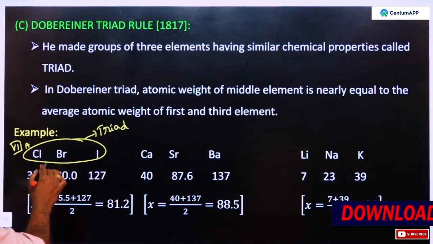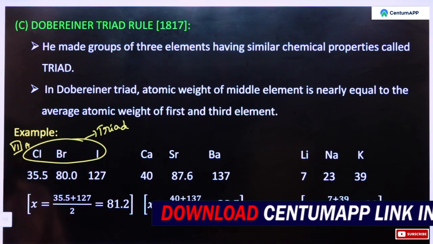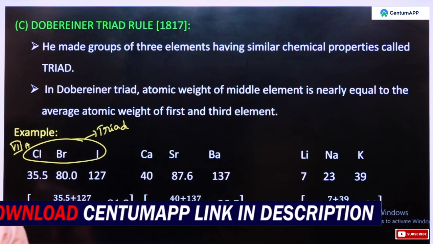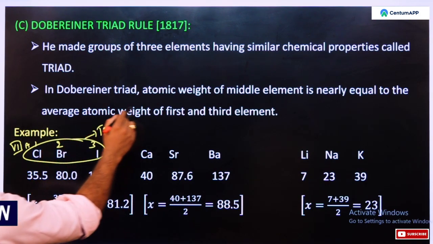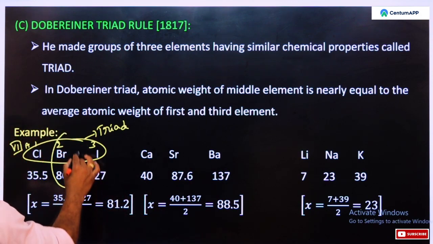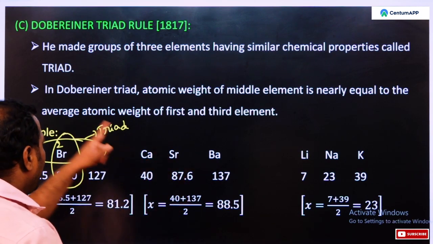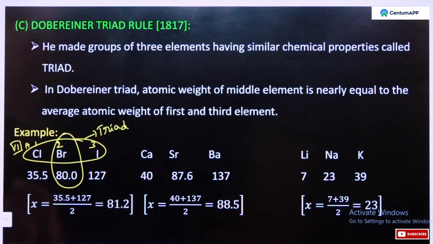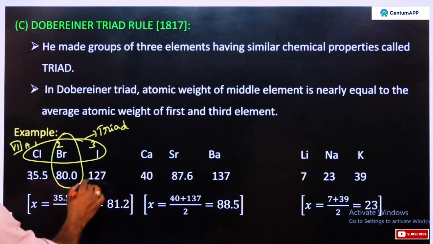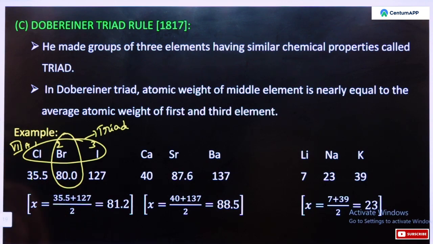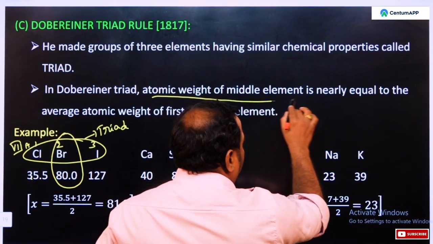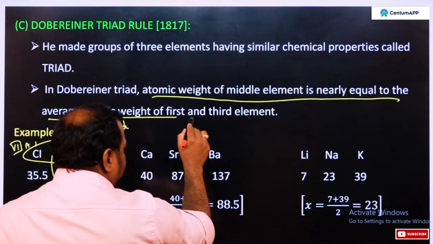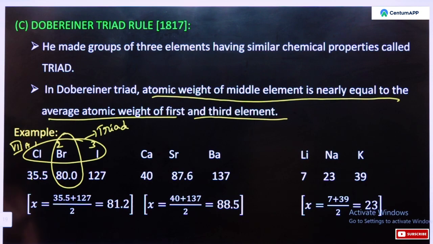According to Dobereiner's triad, the atomic weight of the middle element is nearly equal to the average atomic mass of the first and third element. This is the first element, second element, third element. See here, the first element is 35.5, the third element is 127. The average is (35.5 + 127)/2, which is 81.2. That is a nearly equal value, as given.